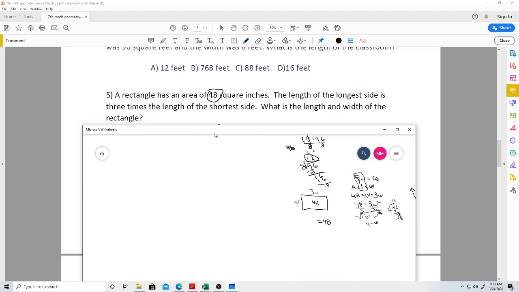All right, here's what we know. Width equals 4. And the length is what? Remember what the length was? 3 times W. So if W is 4, let's do it this way, then what is 3 times 4? That's going to equal our length, which equals 12.